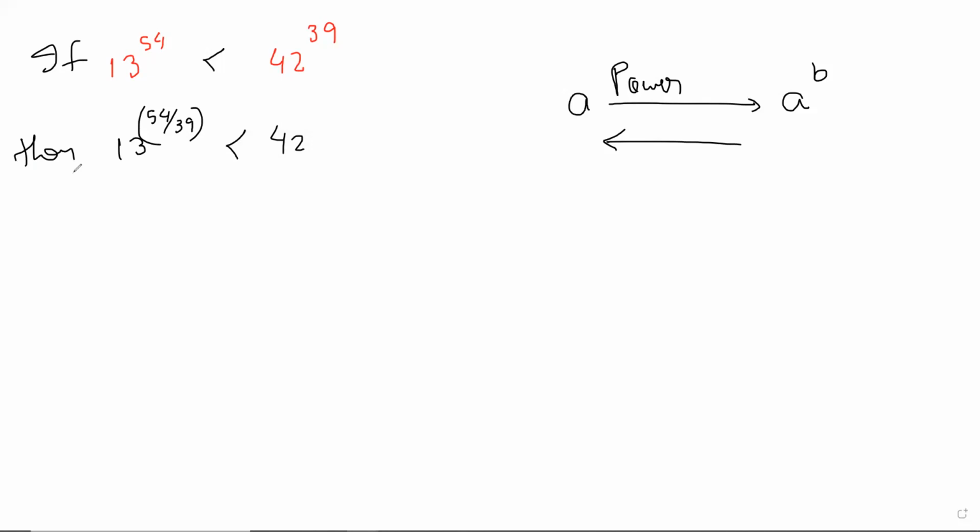And if you raise both sides to the power 39, then this less than will not suddenly become greater than, right? This will remain as it is. So what we are using, again, something that all of us know, is that if A is less than B, then A to the power C is less than B to the power C.